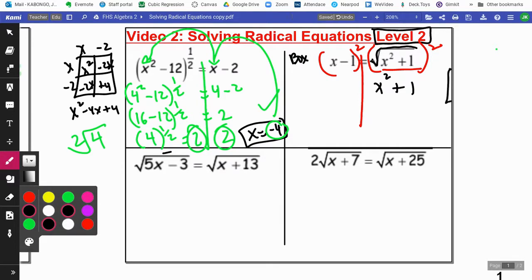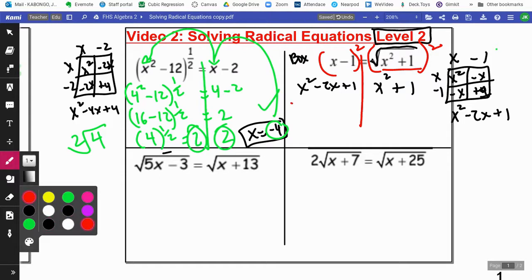So with the box, I have x minus 1, x minus 1. We're doing it twice because it's raised to the second power. And then this one, negative x and positive 1. So you should have x squared minus 2x plus 1. x squared minus 2x plus 1. And then we're going to solve this by saying minus x squared, boom, minus x squared, boom. You can also continue saying minus 1, boom, minus 1, boom.